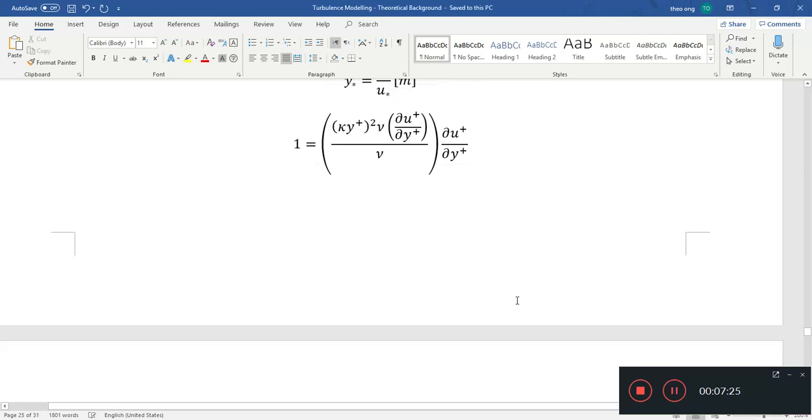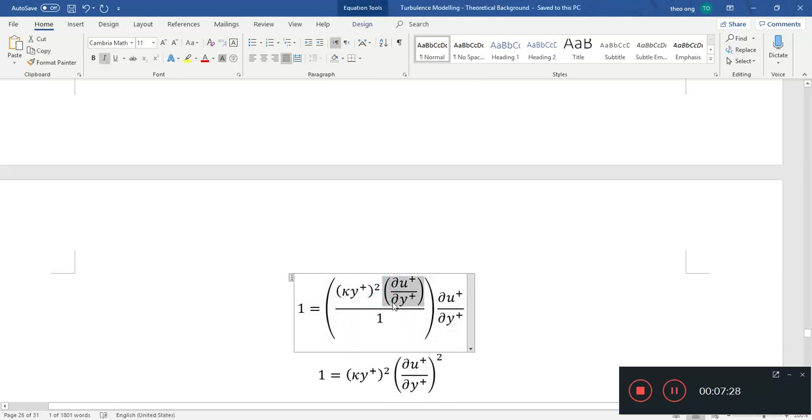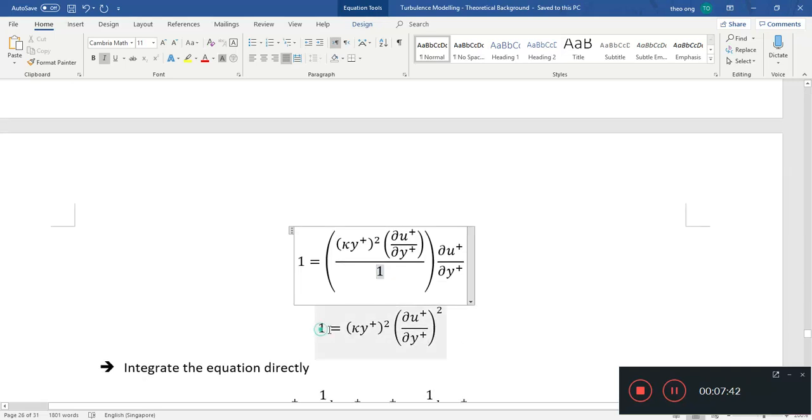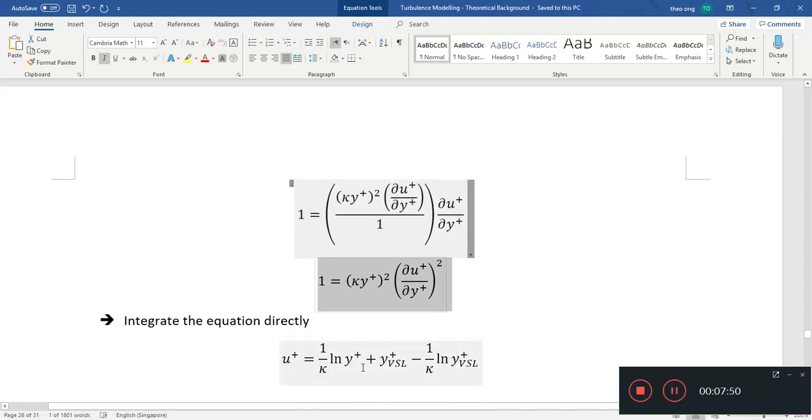Okay, so after we do the cancellation, it is very simple. We have this du plus dy plus, and du plus dy plus here, and then the denominator is just 1, so we are ending up with this expression, and we can just integrate this directly. I'll just skip the steps and integrate it directly. We know that it's a logarithmic function. Okay, so we'll have 1 over kappa ln y plus y VSL minus 1 over kappa y plus VSL.